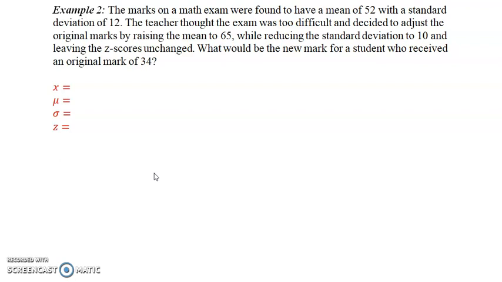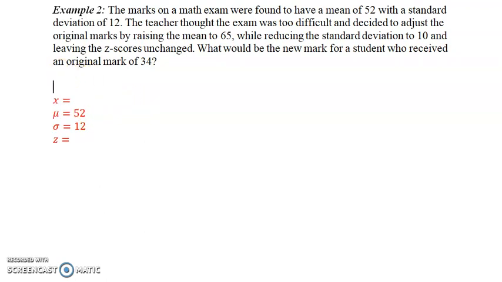We are on example number 2. It says the marks on a math exam were found to have a mean of 52 with a standard deviation of 12. The teacher thought the exam was too difficult and decided to adjust the scores by raising the mean to 65.